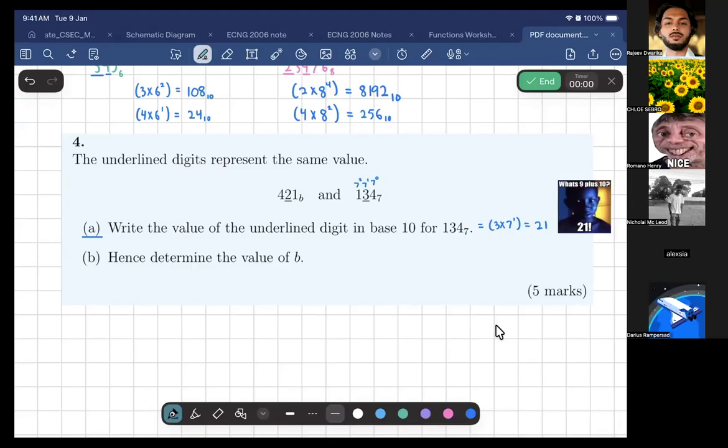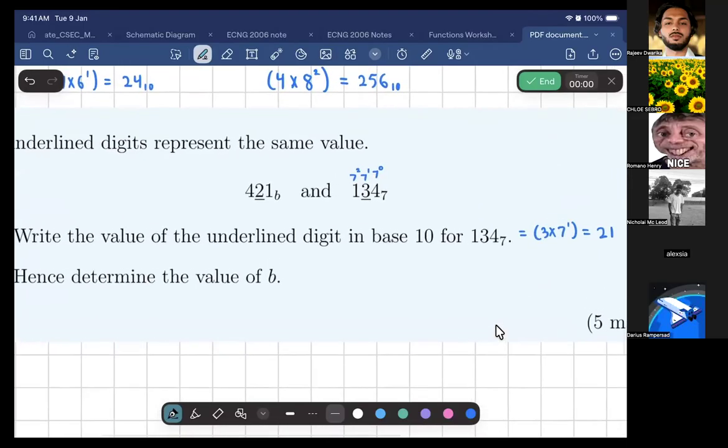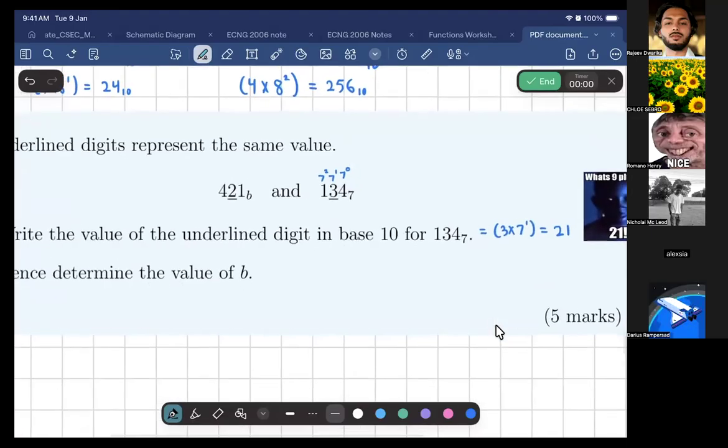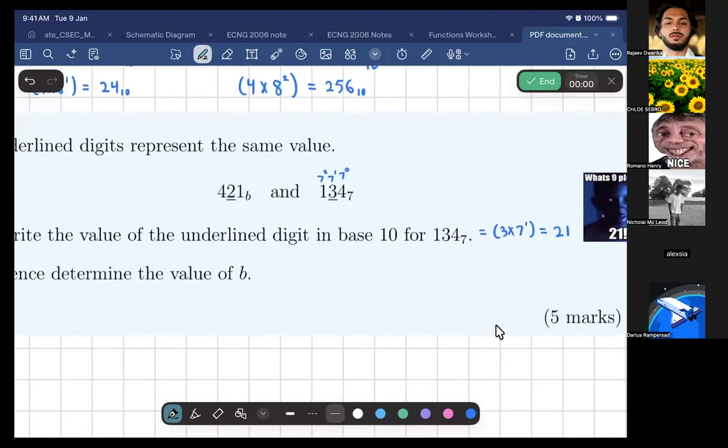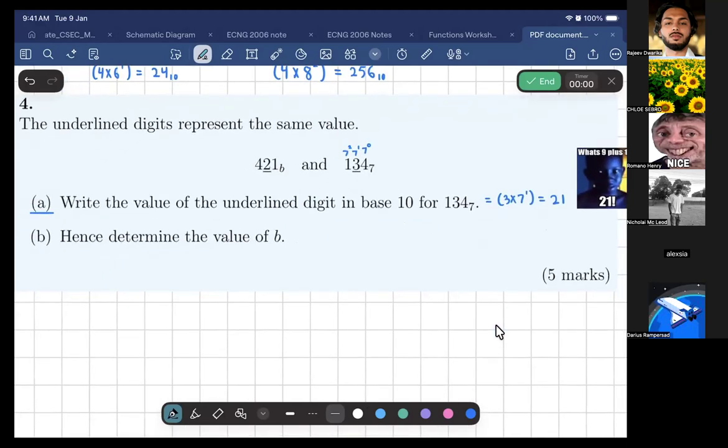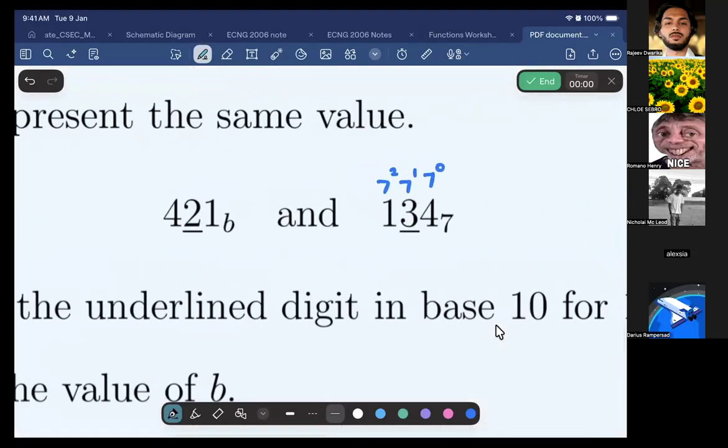Right, so Alexia, part B. Hence determine the value of B. So, what are you thinking to do? Have any ideas? To go and sleep. Honestly, that sounds like a mood. We have any ideas whatsoever? Let me think. You'll be fine.